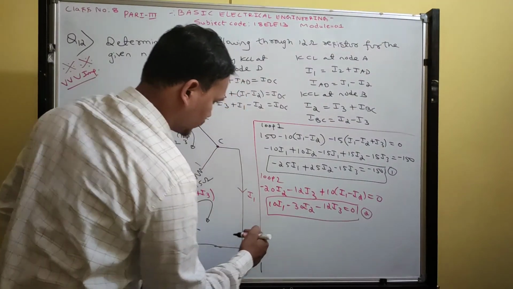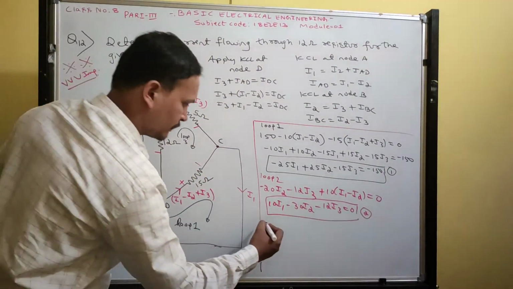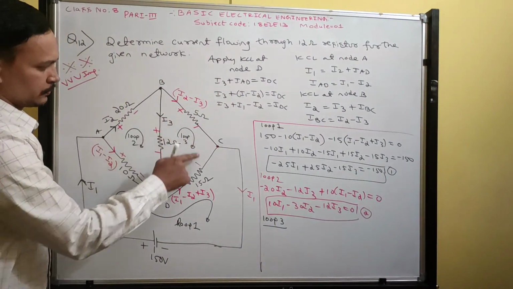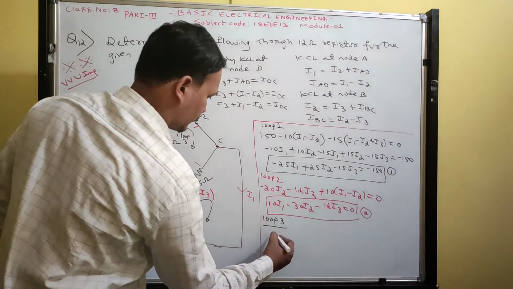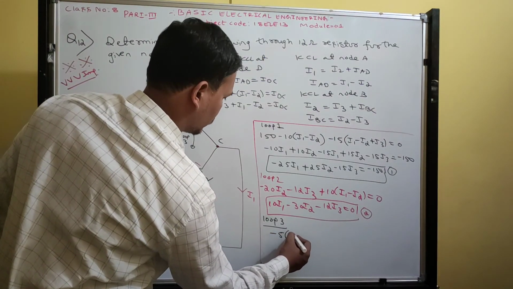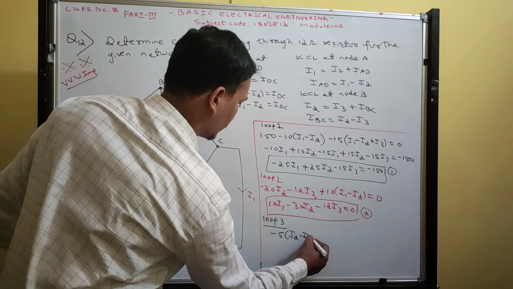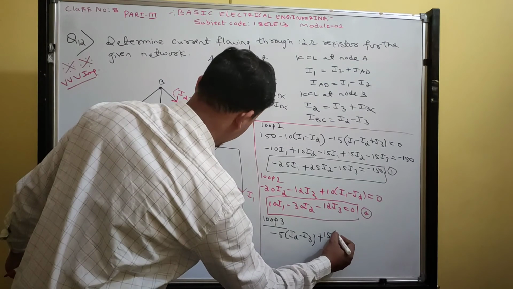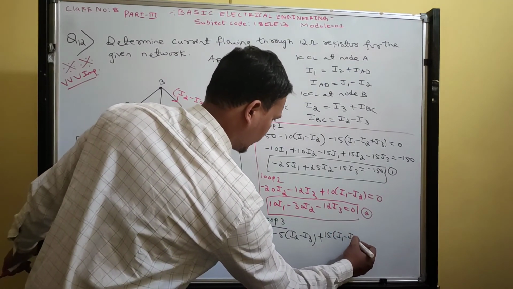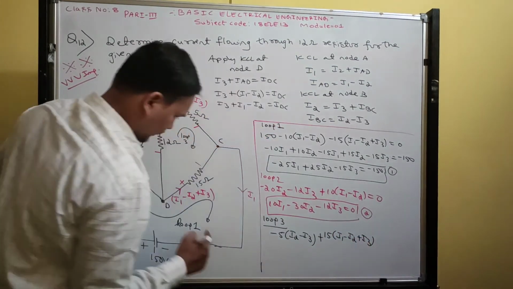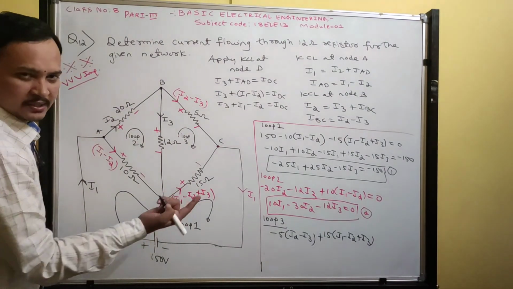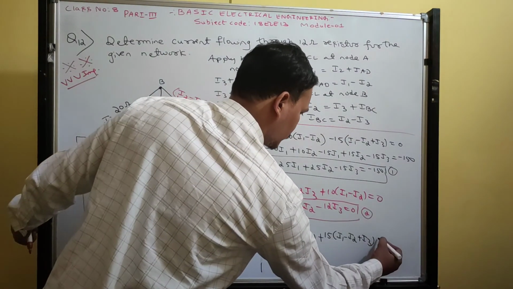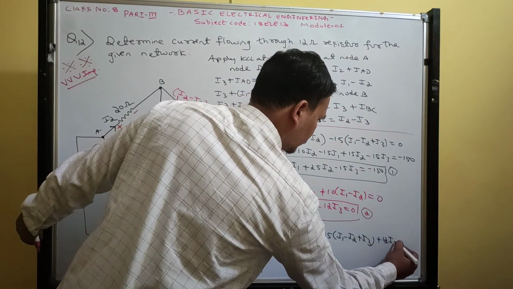So guys, next we can apply KVL to loop 3. For loop 3, see the loop 3 direction, plus to minus, drop: minus 5 times I2 minus I3. Minus to plus, rise: plus 15 times I1 minus I2 plus I3. What is the current in this resistor? I1 minus I2 plus I3. Then minus to plus, rise: plus 12 I3 equals 0.